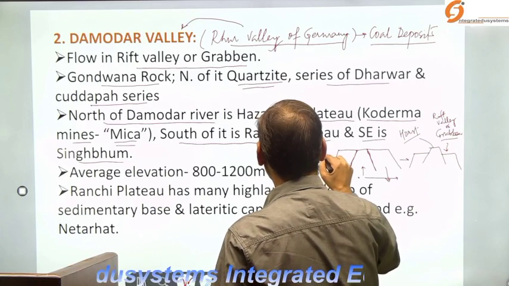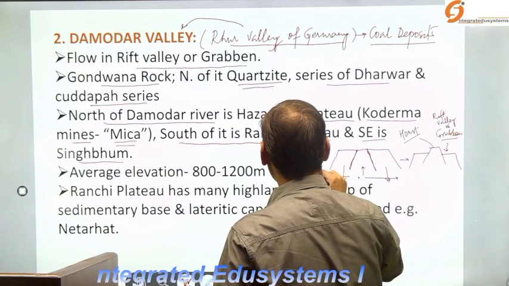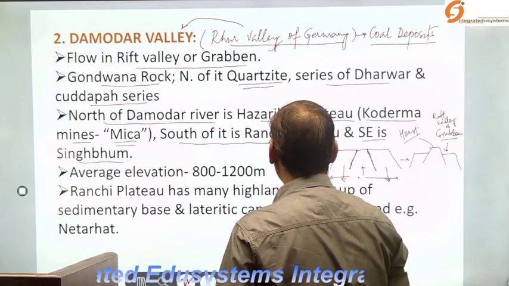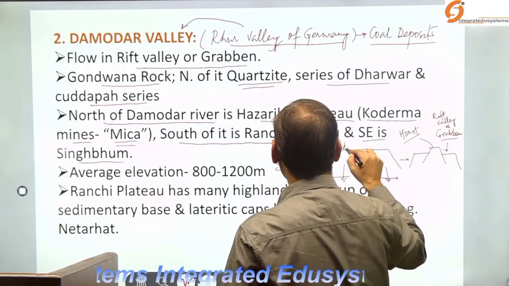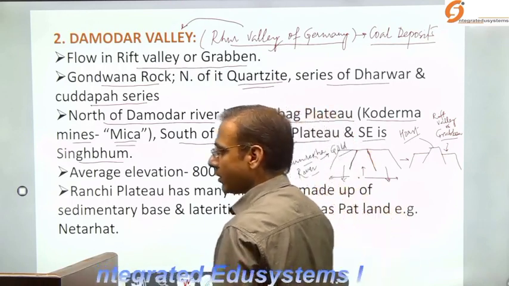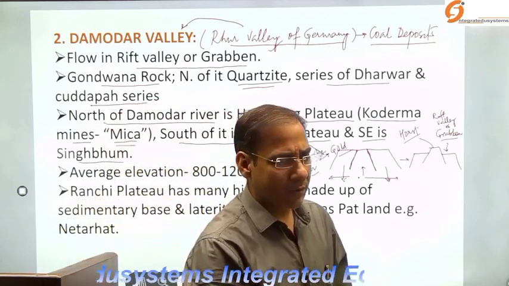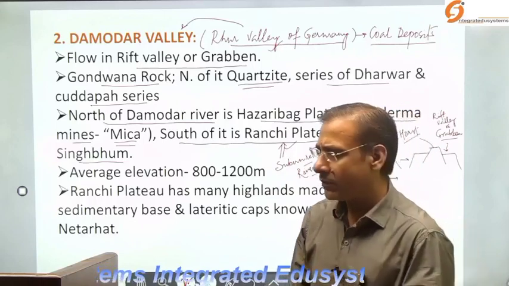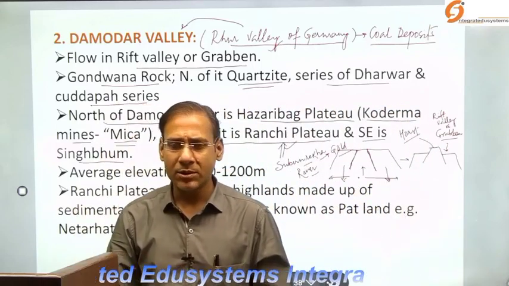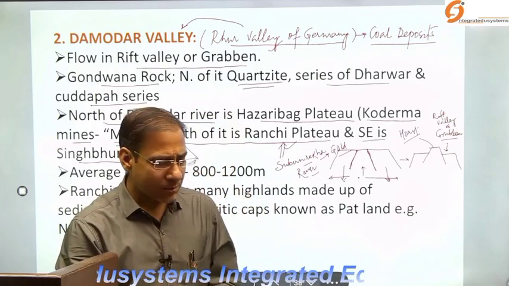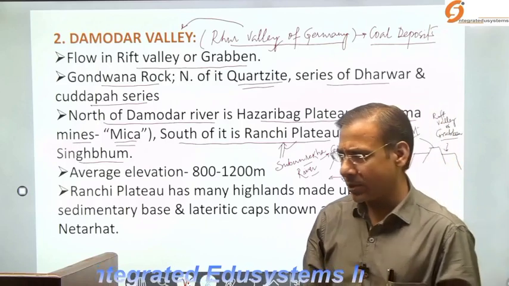Suvarnarekha river. So mark the Suvarnarekha river. The Suvarnarekha river is known for the gold in their placer deposit. इनके सैंड में गोल्ड मिलते हैं. किस रिवर के? सुवर्णरेखा रिवर के. And Suvarnarekha river is flowing through the Ranchi Plateau. Okay, dissected this plateau. Largely this plateau is made up of sedimentary and metamorphic rock, the Ranchi Plateau.